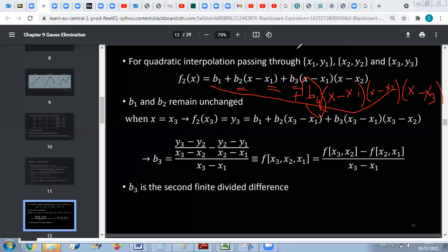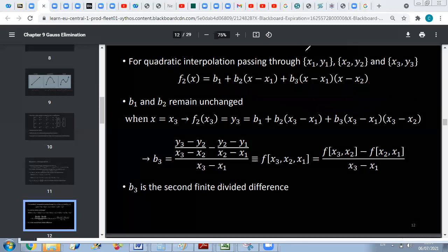Okay? So remember that b1 and b2 remained unchanged, but I should not change points 1 and 2. So data points 1, 2 should remain the same. When I do quadratic interpolation, I add a third point to them, a new point. And then when I find b3, I keep data points 1, 2, 3 as they are, and I add a fourth data point, etc. This way I can increase the order of my interpolation.